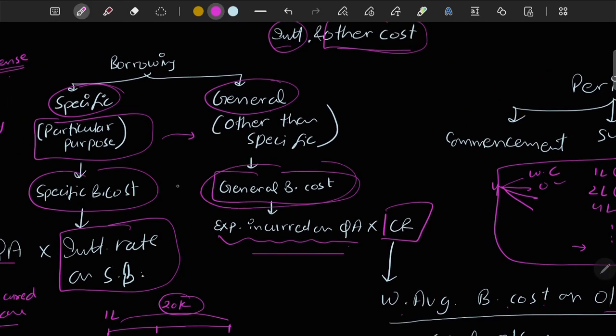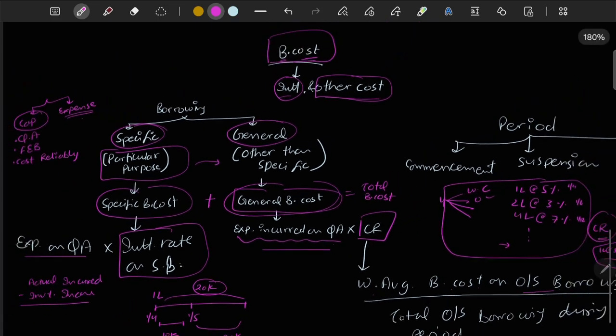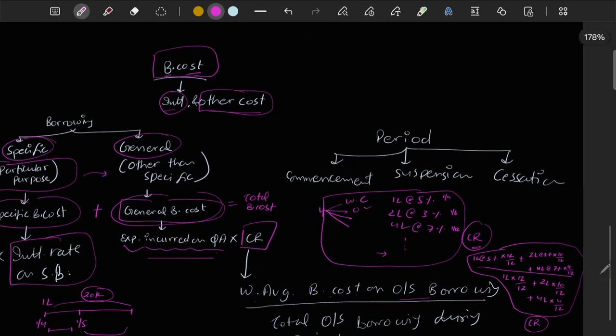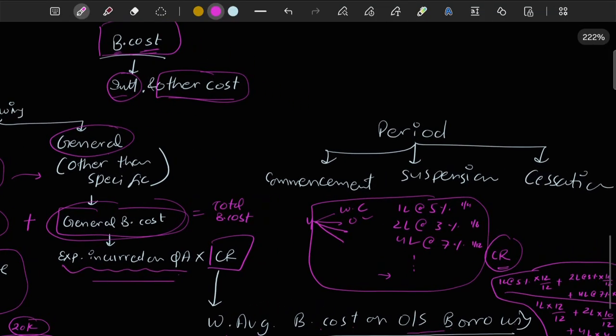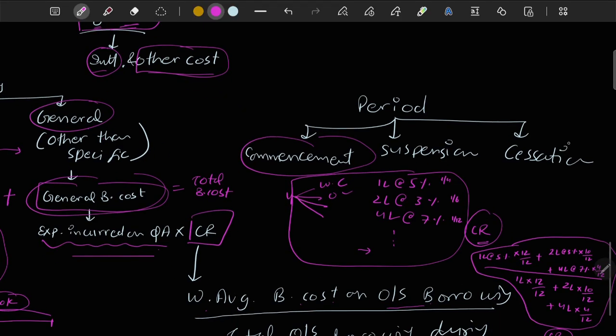And specific borrowing cost plus general borrowing cost is equal to total borrowing cost that we will capitalize. Okay, so this is your whole chapter. Also one other thing, so when will we start the capitalization? At the commencement date. When will we stop the capitalization? When all the requirements or all the specific terms have been satisfied, then it is called cessation of capitalization.